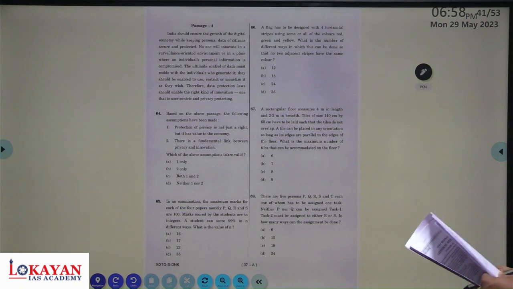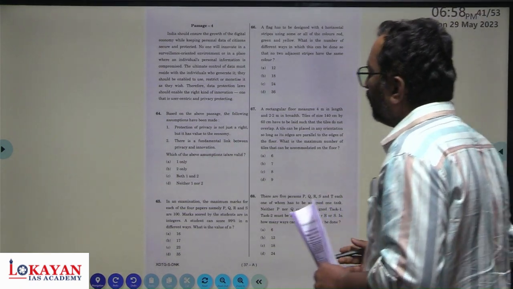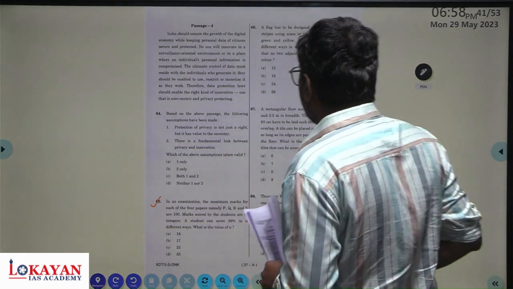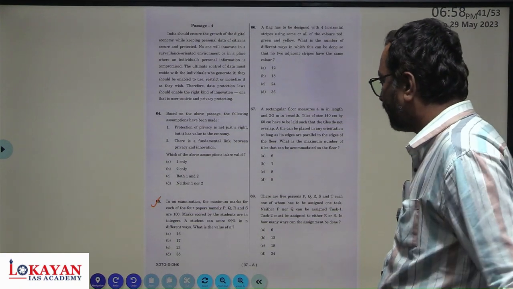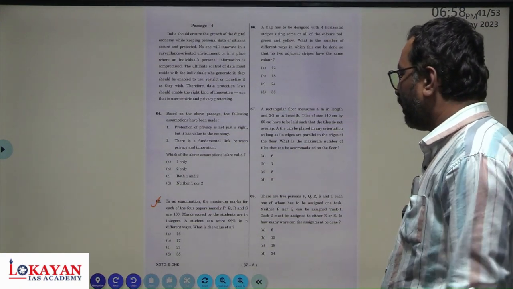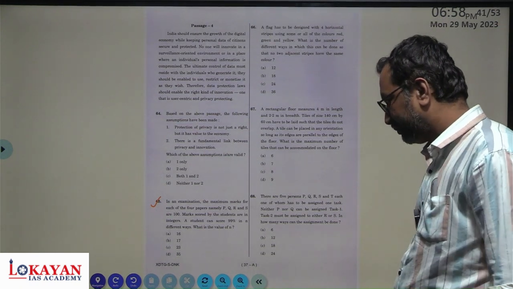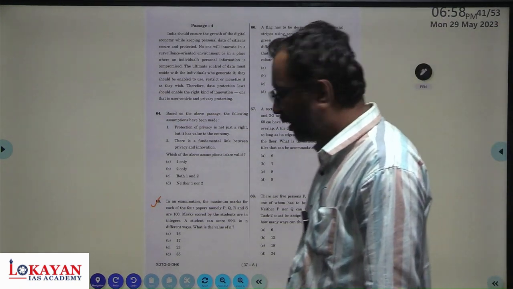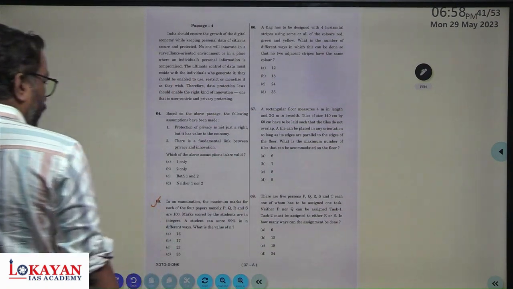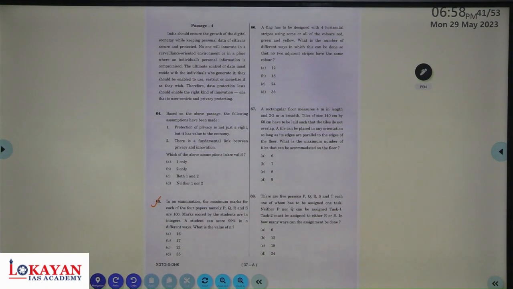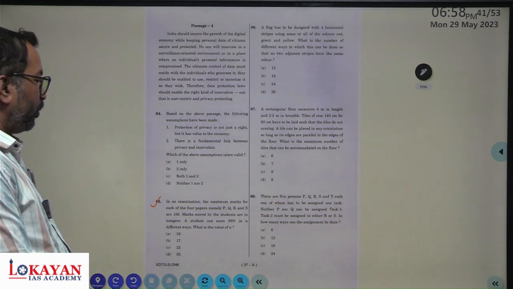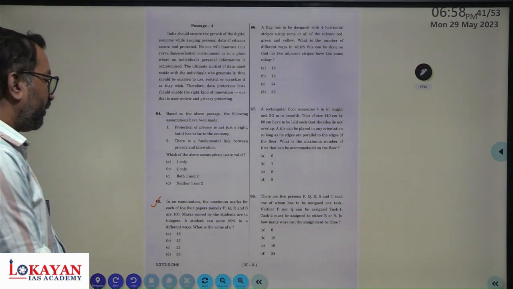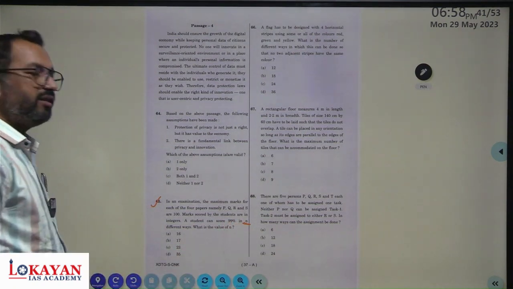In an examination, question number 65. In an examination, the maximum marks for each of the 4 papers, namely PQRS, are 100. 4 papers of 100 marks each. Marks scored by the students are in integers. In integers means nothing in points, nothing in fractions. A student can score 99% in n different ways. What is the value of n?